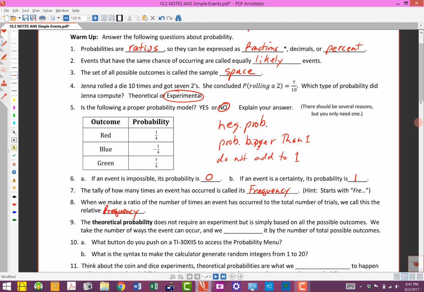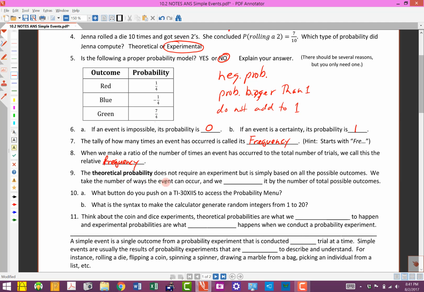Okay? Next one, number 9. The theoretical probability does not require an experiment, but it is simply based on all the possible outcomes. We take the number of ways an event can occur and we blank it by the number of total possible outcomes. Well, remember, we're making ratios here, so we use division problems, so we're going to divide by the number of total possible outcomes.